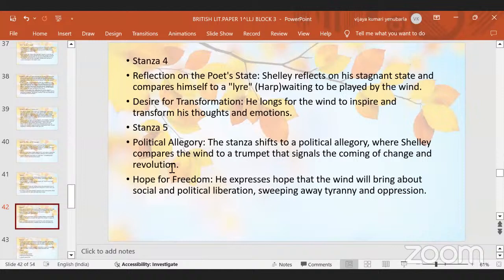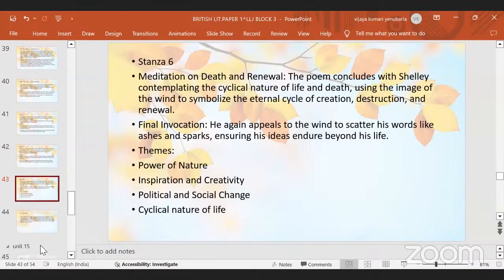And in the next stanza, he talks about political allegory also. Shelley compares the wind to a trumpet that signals the coming of change and a revolution. So now he wants to play the music on the harp and it wants to bring a new change. So he is expecting freedom, hope for freedom. He expresses hope that the wind will bring about social and political liberation, sweeping away tyranny and oppression.